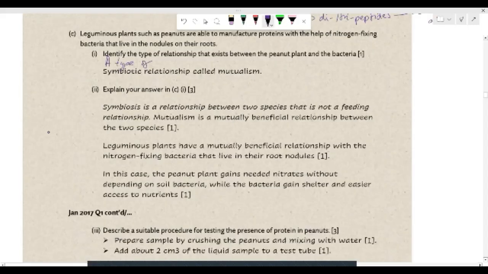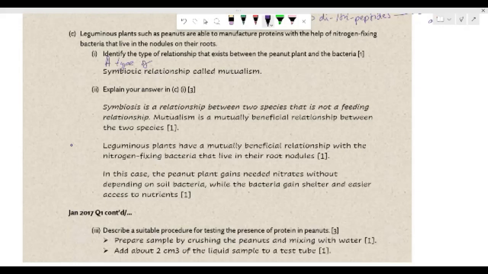And then you describe what's happening with the peanut plant in that respect, right? We basically state that they have a mutually beneficial relationship, and therefore, that's why we can call it mutualism. And then we outline how they are mutually beneficial, right? The peanut plant gets the nitrates it needs without having to depend on what's in the soil, if it's present or not. And then the bacteria, they get easy access to nutrients, they get shelter, they also get ideal conditions.